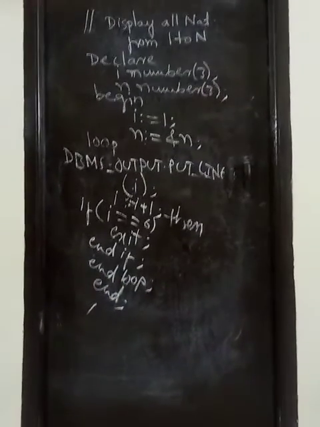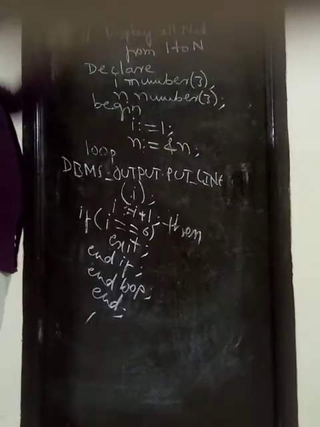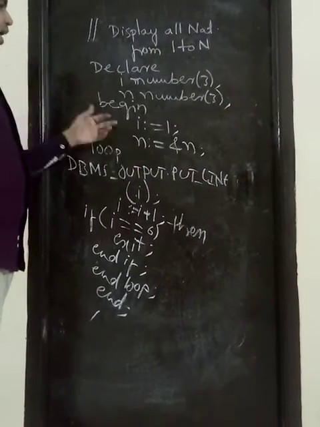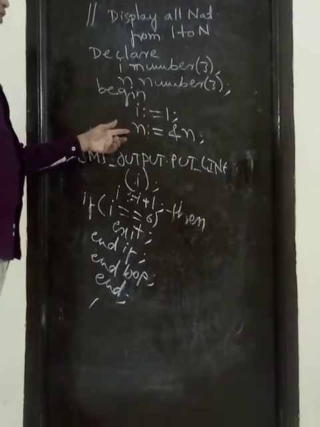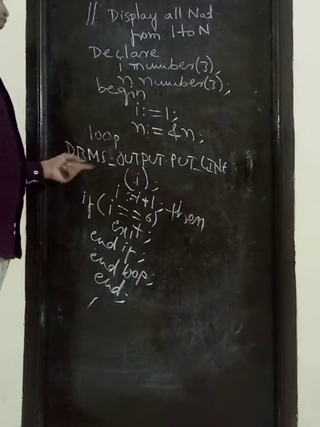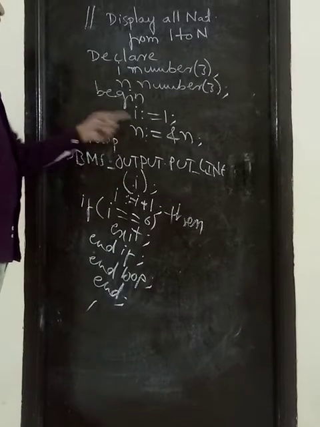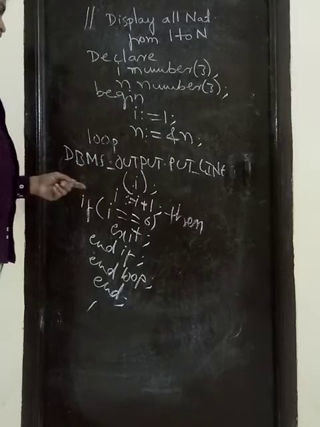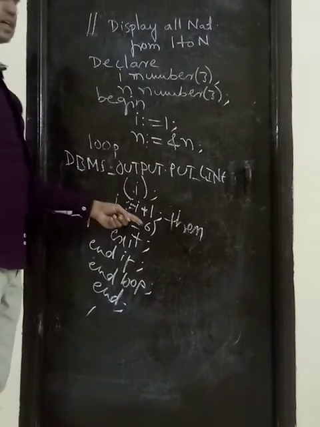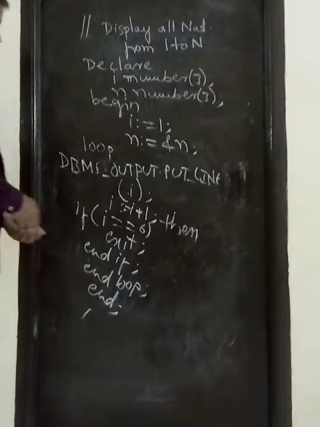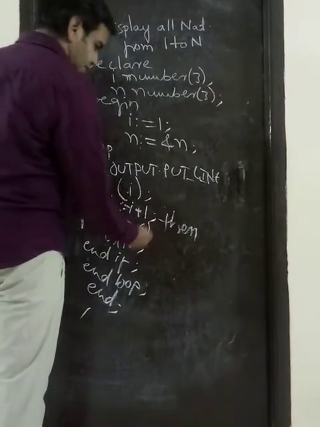So here first declare i number(3), n number(3). Begin i := 1, n. The program will ask you to enter a value for n. First of all we are displaying i = 1. After displaying we are incrementing i = 1 + 1 = 2. Then checking 2 = 6, condition false. If the condition is true, then it will exit. So here when i = 6, it will exit.